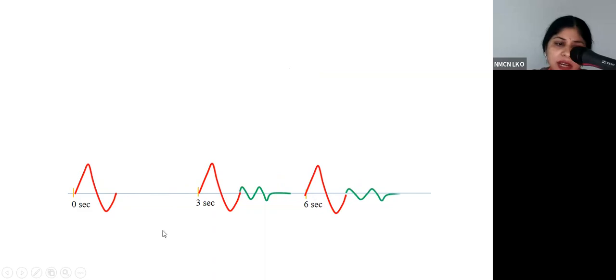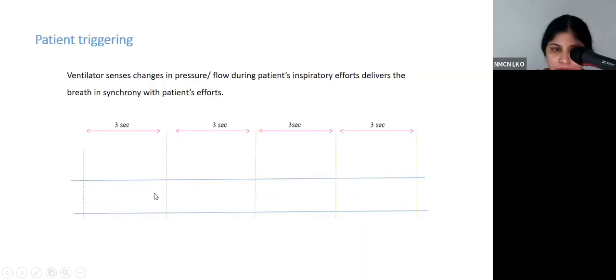So in this slide, we can see trigger windows of 3 seconds, and in between there are some breaths which are initiated by the patient. The magnitude of this spontaneous breath would not be as per the ventilator strength. These are small spontaneous breaths occurring between the trigger windows of the ventilator breath. Then once the patient starts triggering, the ventilator would sense the change in pressure or flow in the circuit, and it will start the breath.